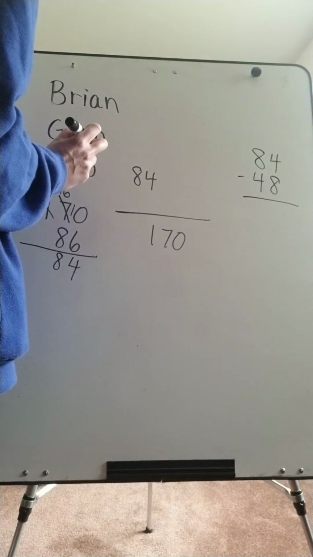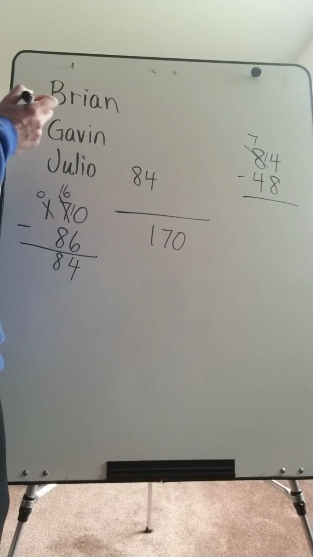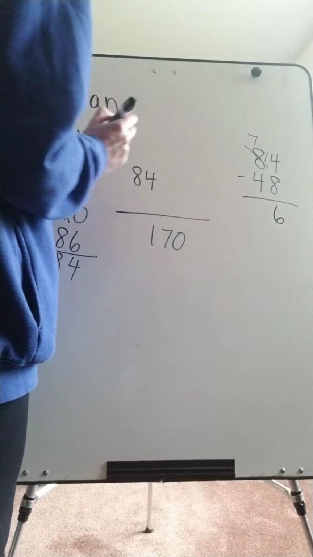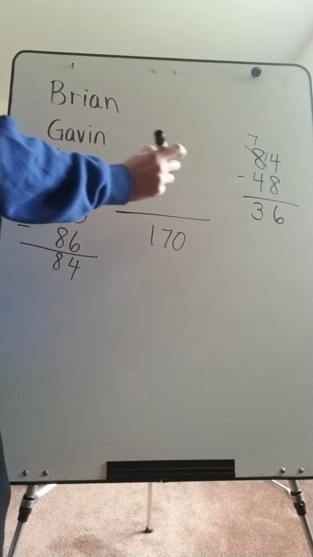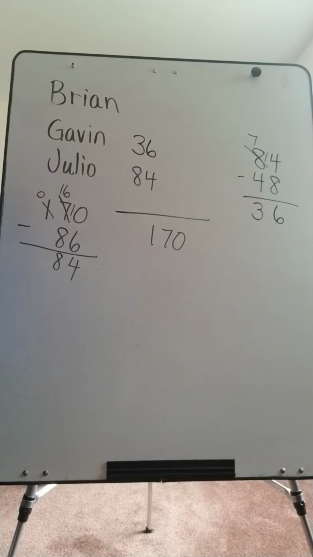4 minus 8 we can't do, so we're going to borrow. 14 minus 8, 6. 7 minus 4 is 3. So now we know that Gavin, his number is 36.